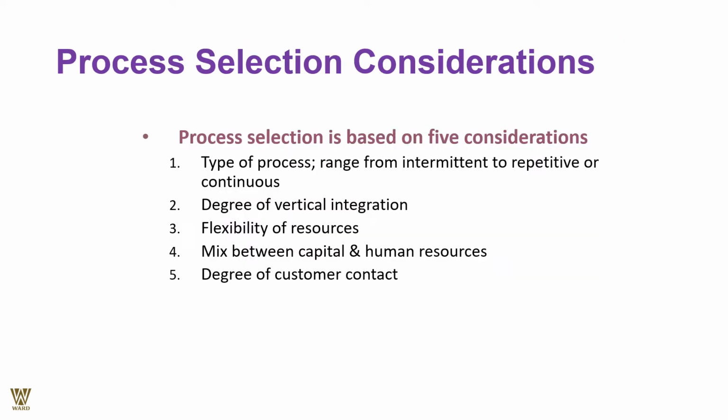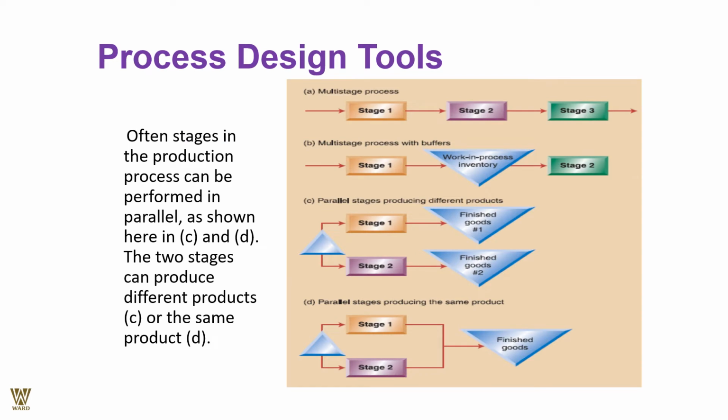We'll take one at a time of each of these four processes, right? Process selection is based on five considerations; types of process range from intermediate to repetitive, definitely yes. Flexibility of resources is of utmost importance. Degree of vertical integration is mandated. Mix between capital and human resource, degree of customer contact as the case might be. Now we'll talk about process design tools.